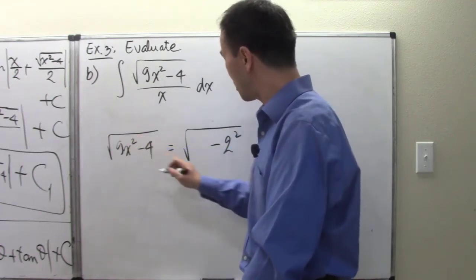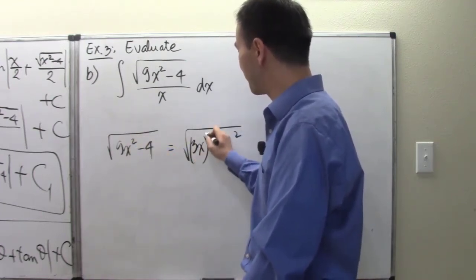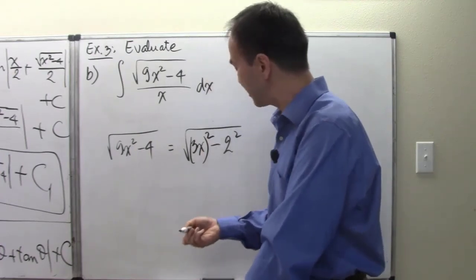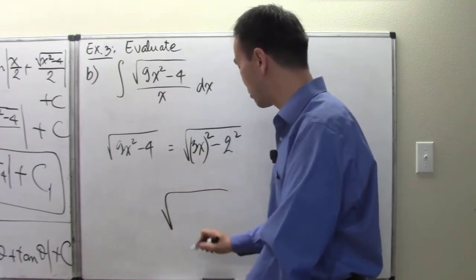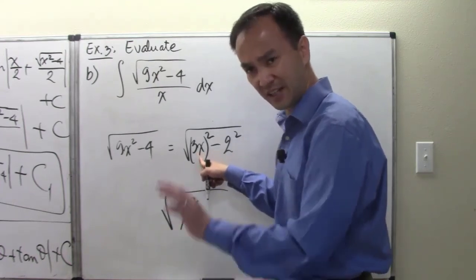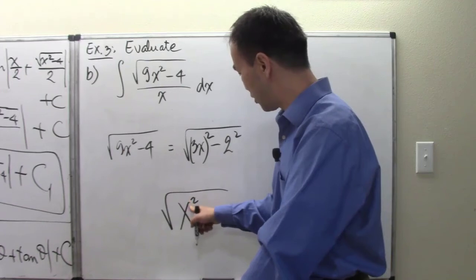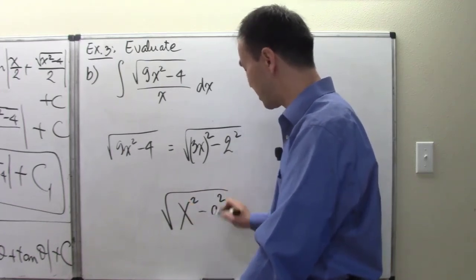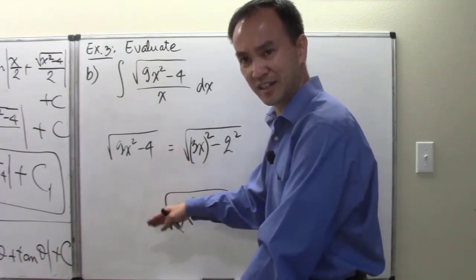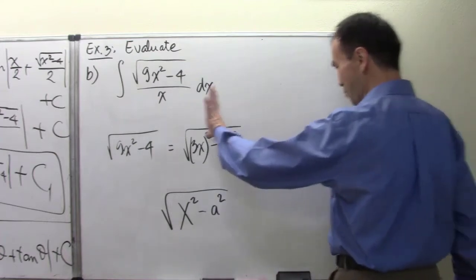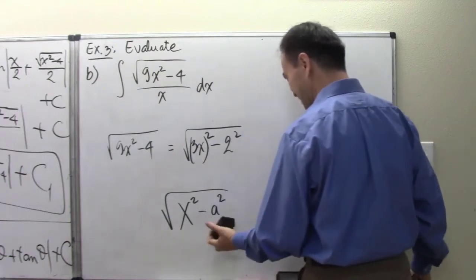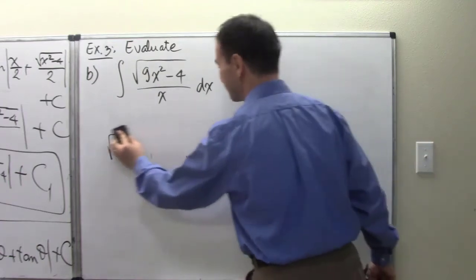And so now 9x squared can be seen as a 3x all squared. Just like how I pointed this out in the generality, as long as we recognize that inside of our square root there's a variable expression, that variable expression being the 3x. So there's a variable expression squared minus the square of a constant. Then we can use our secant substitution. This problem fits perfectly into the trigger for the secant substitution.